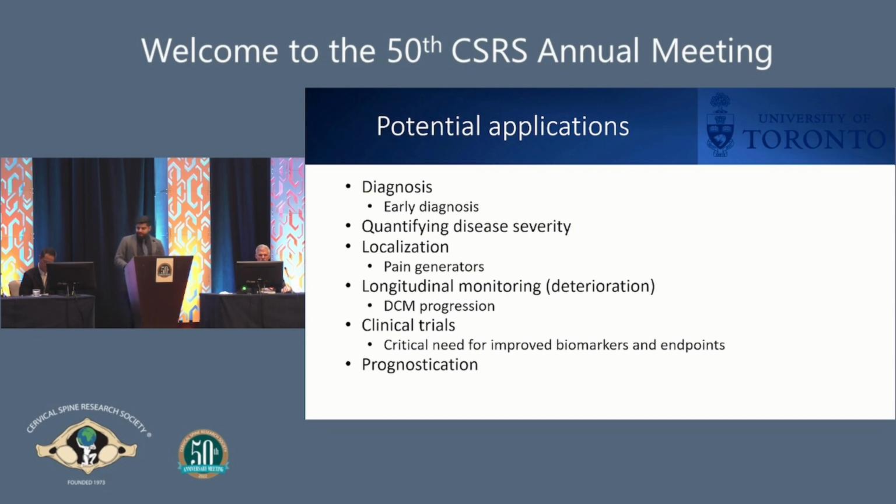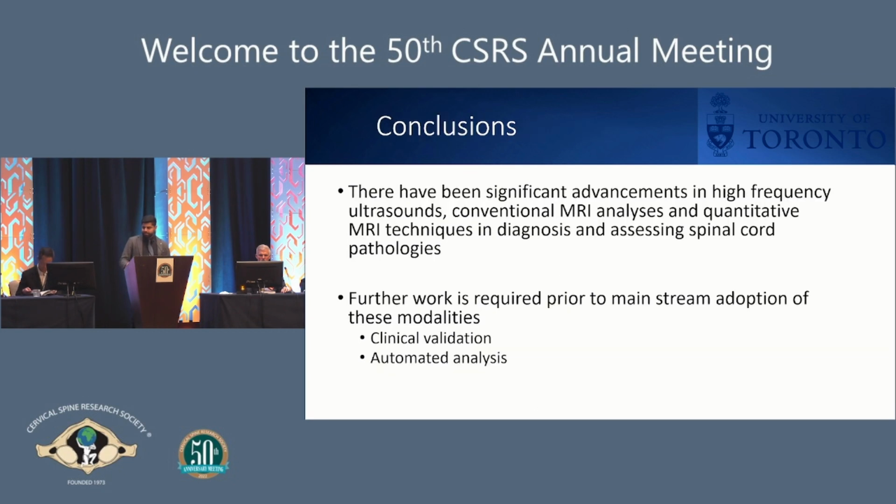The potential applications for these multimodal assessments are to localize pathologies, including areas of pain generators. We can also monitor for deterioration, as I discussed. It can be used for prognostication and also for clinical trials. There's a critical need for improved endpoints in clinical spinal cord injury research, and imaging biomarkers could perhaps provide some avenues for potential study endpoints.